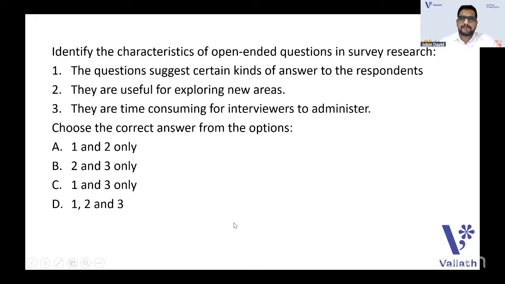Identify the characteristics of open-ended questions in survey research. So, what are the characteristics of open-ended questions? One, the questions suggest certain kinds of answers to the respondents. Two, they are useful for exploring new areas. Three, they are time-consuming for interviewers to administer. What is the option that you think for open-ended questions in survey research? 1 and 2, 2 and 3, 1 and 3, or 1, 2 and 3.